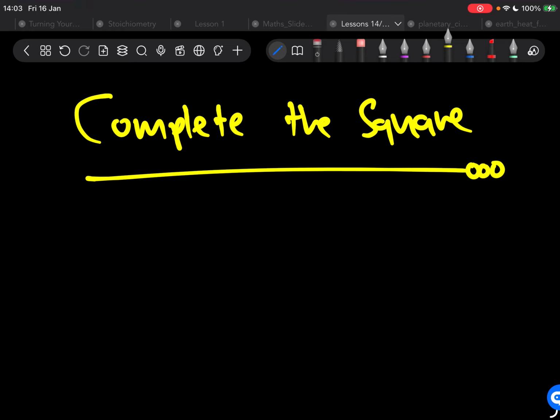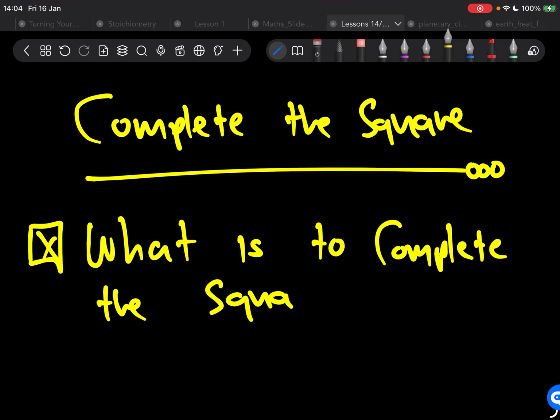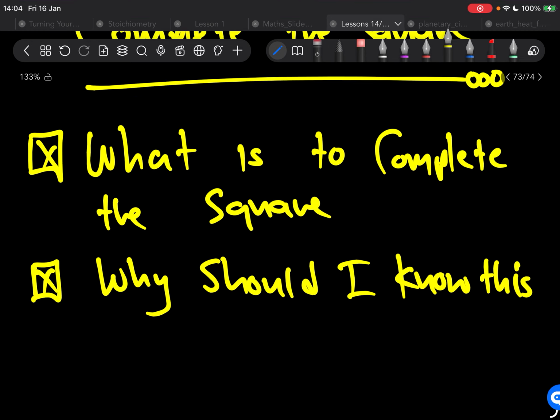But before we actually learn how to complete the square, we're going to talk about two things at first. The first thing is what it means to complete the square, and then, why should I know this? These are the two things we are going to focus on in this short video. So without wasting much time, let's delve into it.